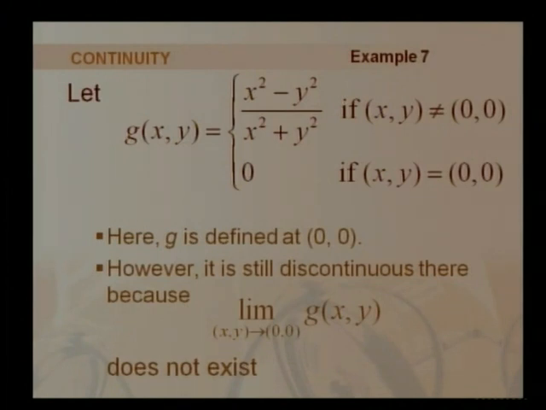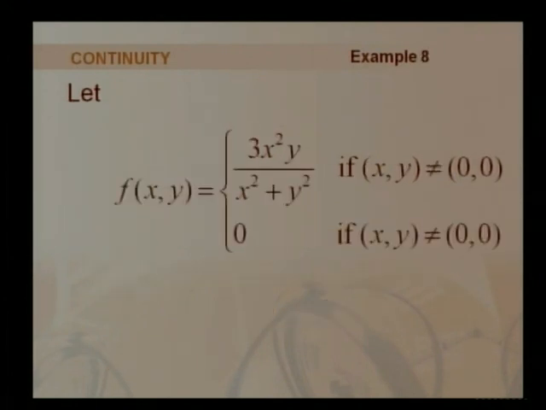For continuity, if we define the value of the function at that point as 0, then g(x, y) will be (x squared minus y squared) upon (x squared plus y squared) at all points except (0, 0), and at the point (0, 0) say the value of function g is 0. So now g is defined at (0, 0). However, it is still discontinuous there because when (x, y) approaches (0, 0), the limit of g(x, y) does not exist.